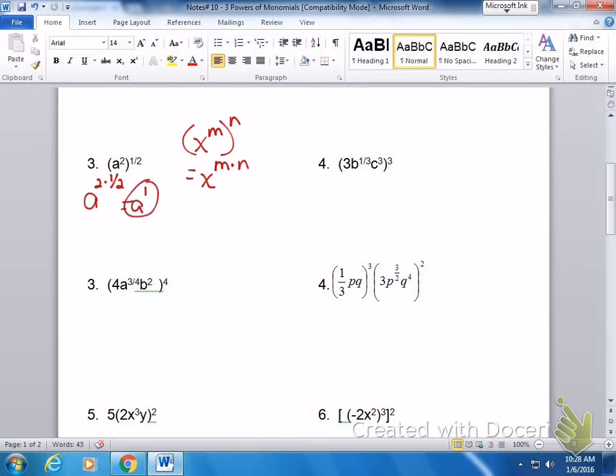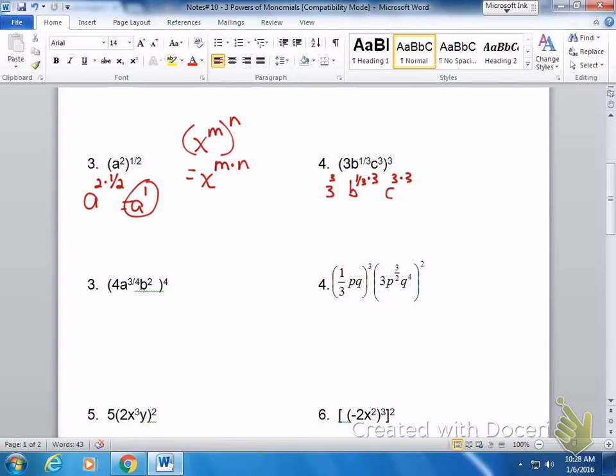So let's use that technique on number 4. But this time it has a number, so I have to do this to every individual piece. I have 3 cubed. Then I'm going to have b to the 1/3, but remember I multiply exponents, so times that cubed. Then I have c to the third, and again times that exponent that they gave us, 3 times 3.